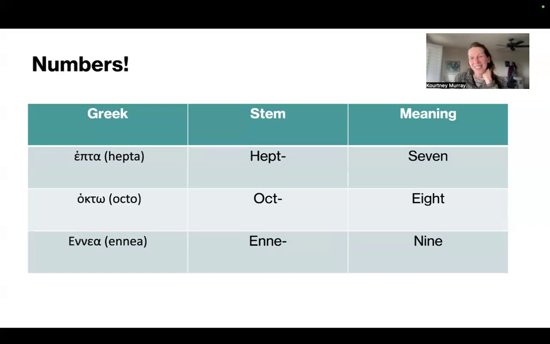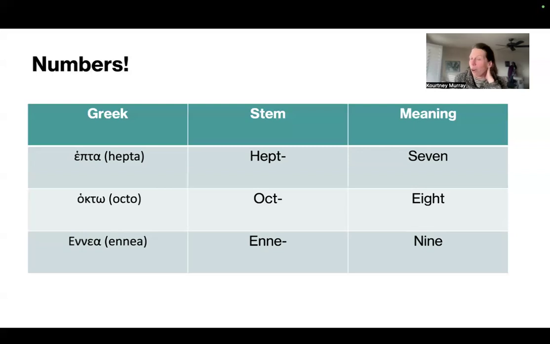I feel like we see this in other places, heptagram. But yeah, so that's what it is. And then octo means eight. Octagon comes from this, an eight-sided figure. But octopus, of course. An octopus has eight legs, eight feet, so there's octopus. And then Ennea is the number for nine. So this gives us Ennea.